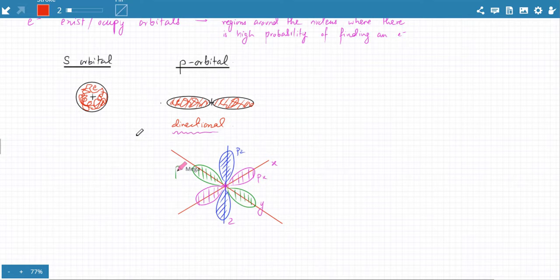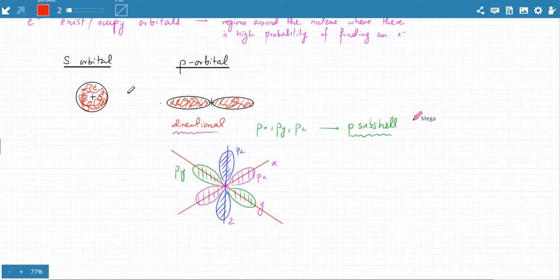These three together, px, py, pz, are known as the p subshell. The s subshell does not really have different orientations, but the p orbital will have different orientations. So if somebody says an electron is in a p orbital, it could be lying in the px orbital, it could be lying in the py orbital, or it could be lying in the pz orbital. Together, this is called a p subshell. This is what a p subshell would look like.